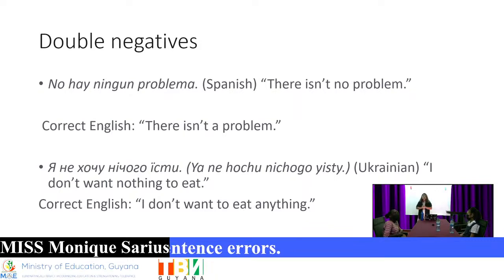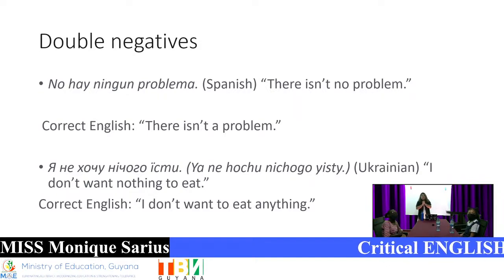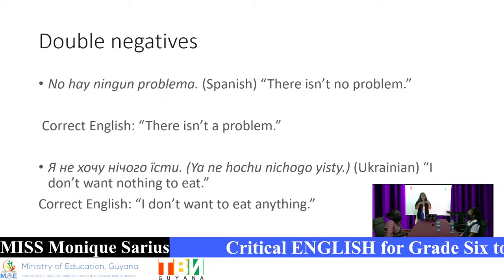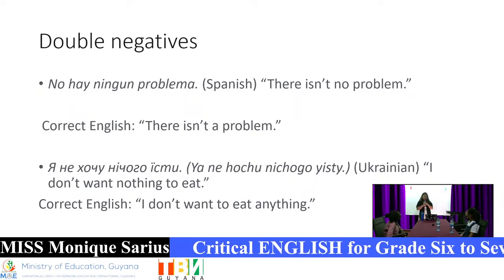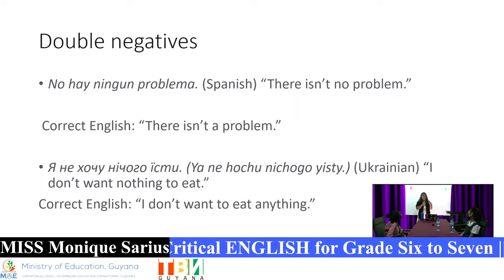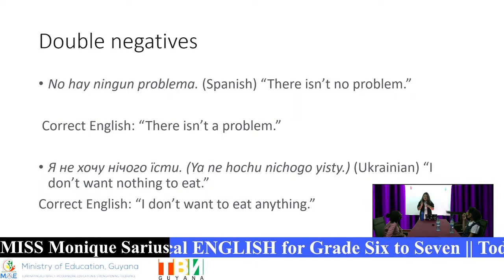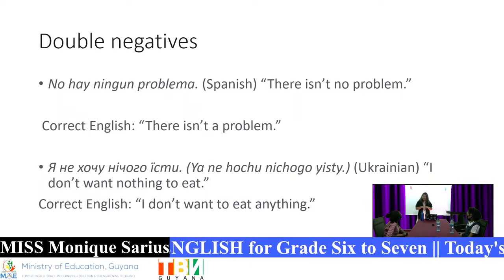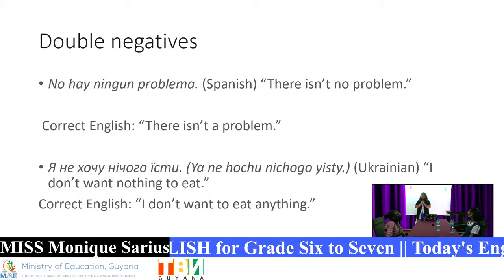So let's look back at the example there, the correct version of it. There isn't a problem. If I say there isn't a problem, it means that there is no problem at all. But if I say there isn't no problem, it would basically mean there is a problem. But the person was trying to say there isn't a problem, because the two negatives are coming against each other. A bit confusing? So to remember this one, remember there can only be one negative in the sentence. You can't put two negatives in the same sentence. Cool? Let's look at the other one now.